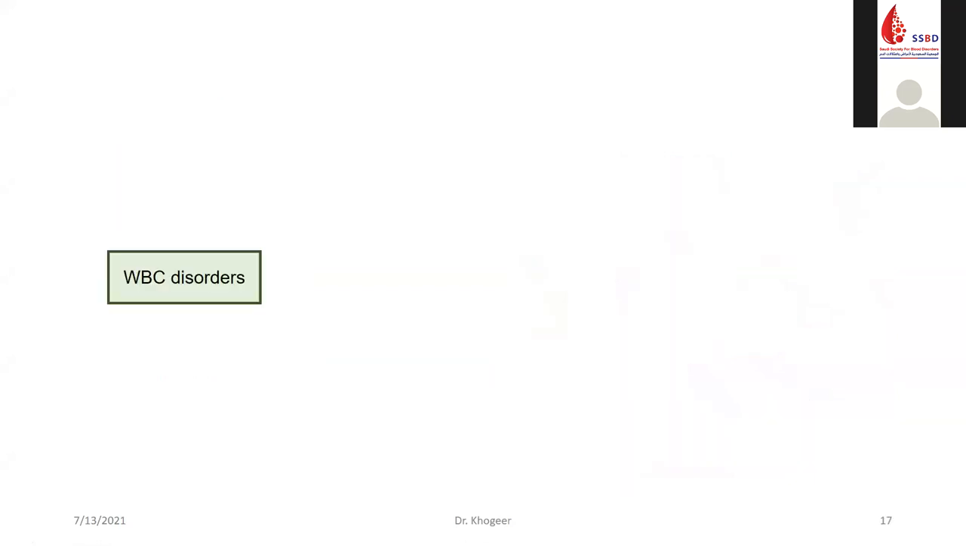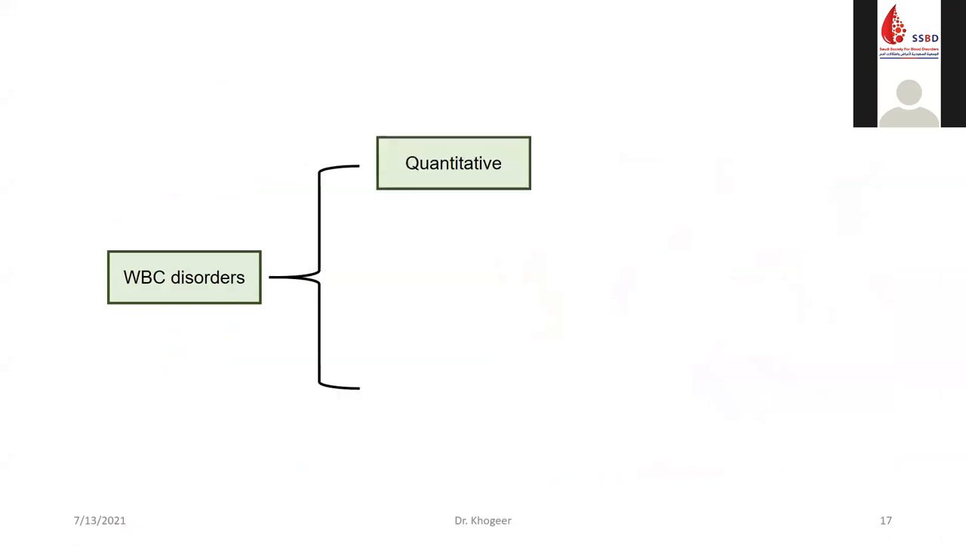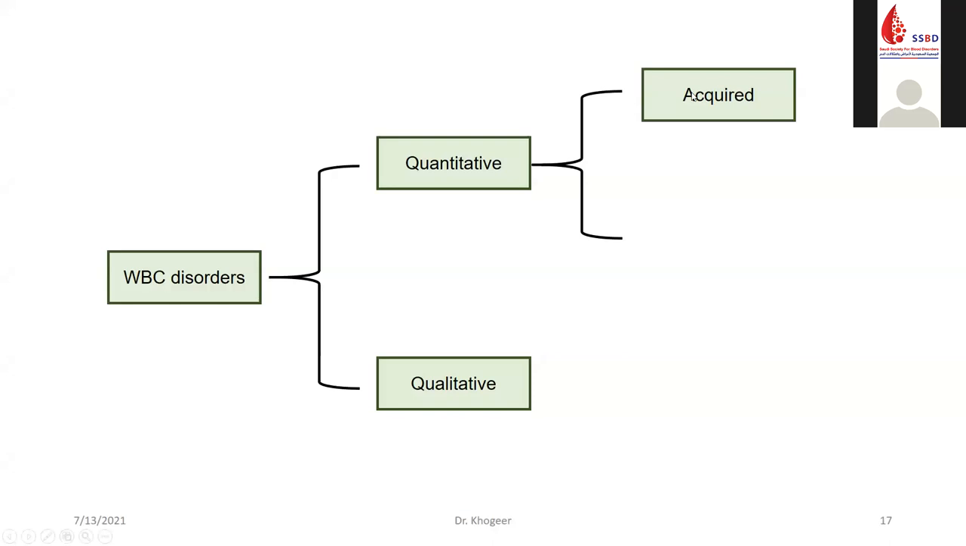So now let's first have an overview of the different white blood cell disorder classifications. We categorize these disorders into quantitative, where there is an alteration in the number, or qualitative, where there is a morphological or functional alteration. Quantitative can be subdivided into two again: acquired, including reactive processes or inherited, and malignant or clonal, which will be covered tomorrow. The acquired alteration is usually described by an increase or decrease in the white blood cells.